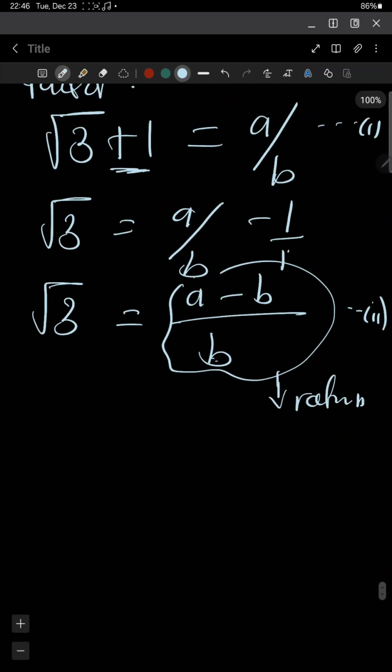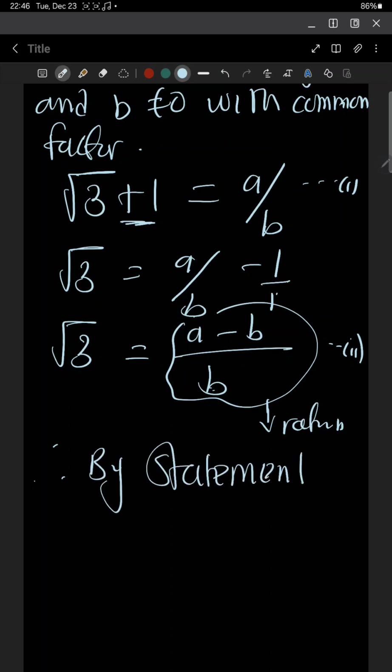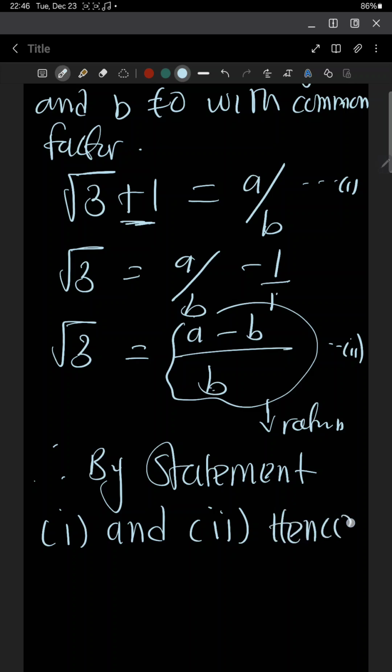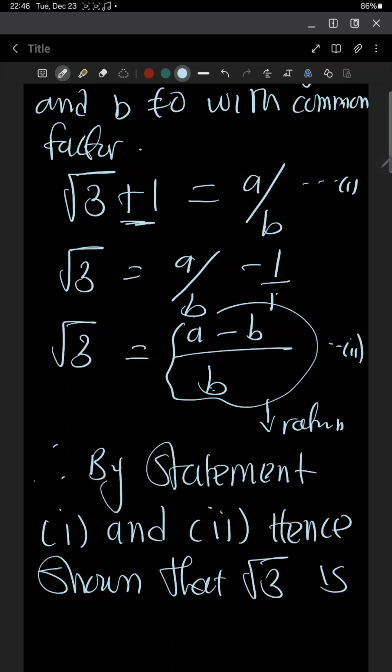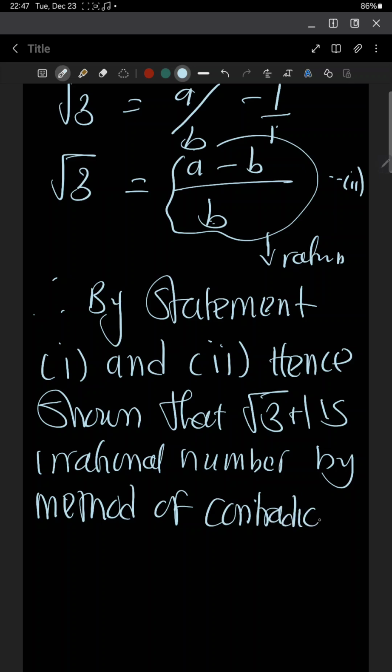So when you just reach here, you will just say, therefore, by statements 1 and 2, hence shown that square root of 3 plus 1, or just square root of 3, is an irrational number by the method of contradiction. That's all.